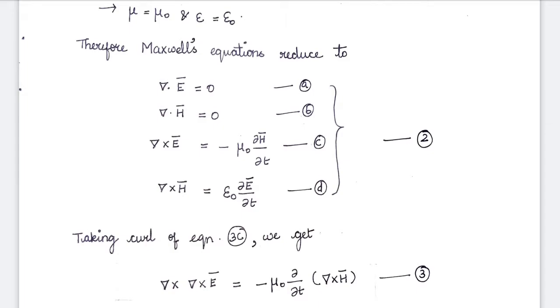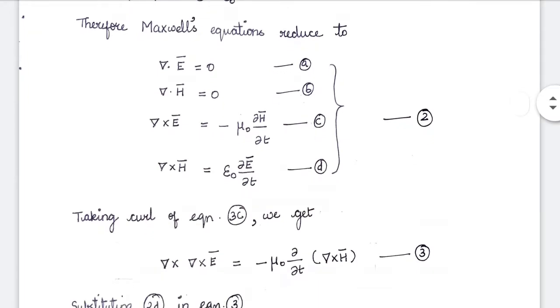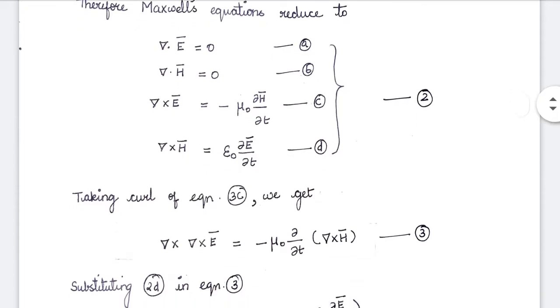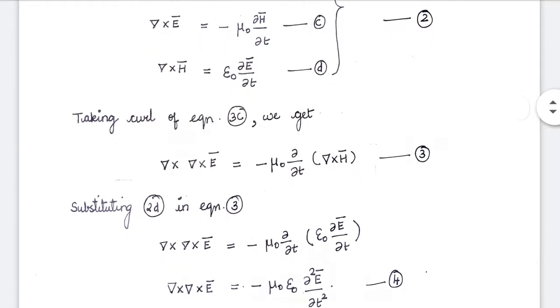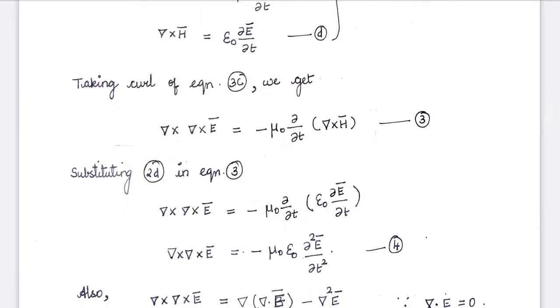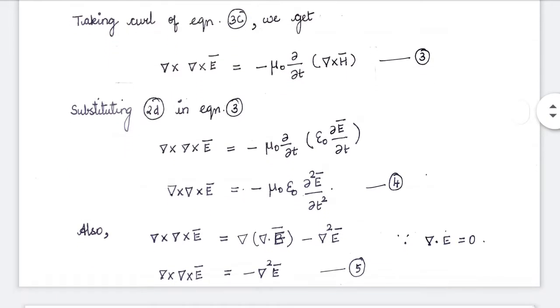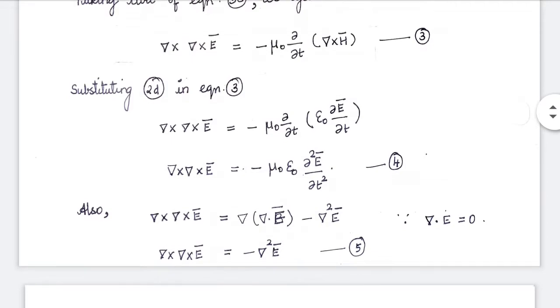Now let us take the curl of equation 2C. So it is del cross del cross E vector will be equal to minus mu naught dou by dou t into del cross H vector. We already have a value for del cross H vector as epsilon naught dou E by dou t. Let us substitute that in equation 3. So del cross del cross E vector is equal to minus mu naught dou by dou t into epsilon naught dou E by dou t. Simplifying this, you will get equation number 4.